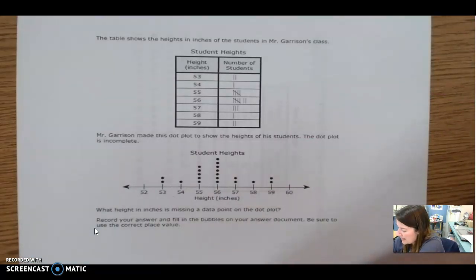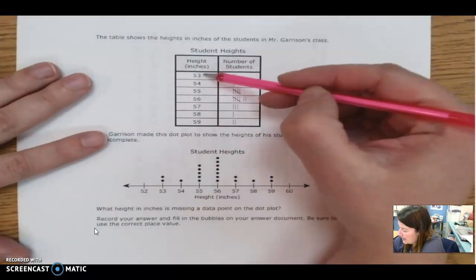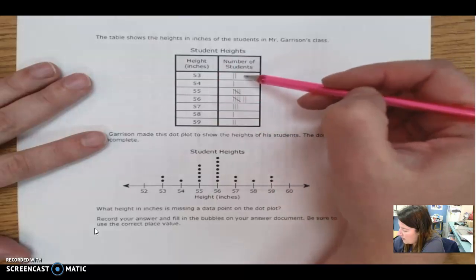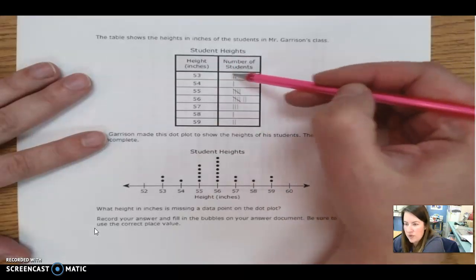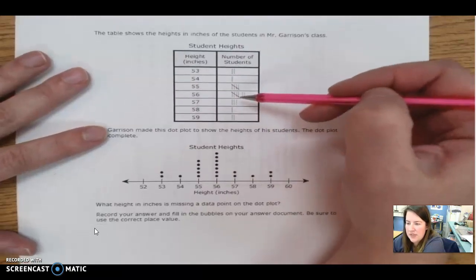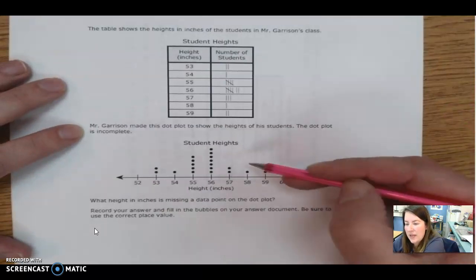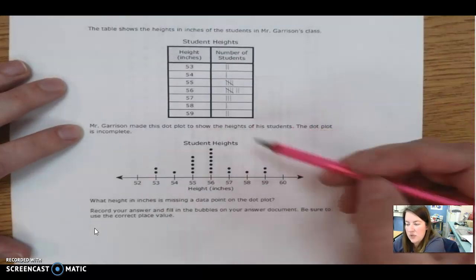Let's read the problem. It says, the table shows the height in inches of the students in Mr. Garrison's class. So right here's our frequency table. This is height in inches. This is the number of students who are that tall, right? So we've got 2 students who are this tall, 1 student who is this tall, right? It's a frequency table. It says Mr. Garrison made this dot plot to show the heights of the students.